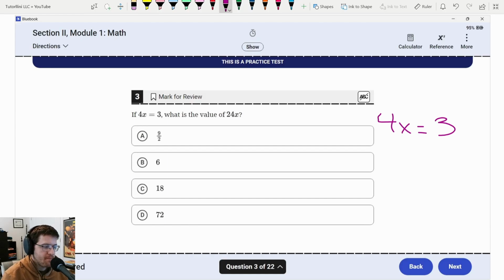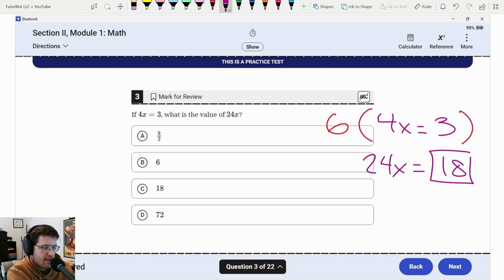Okay, question 3. So I'm noticing that if I take this equation and multiply it by 6, I'll get 24x. So that's what I'm going to do. I'm going to multiply the whole equation by 6. 24x equals 6 times 3, which is 18. And that gives us choice C.